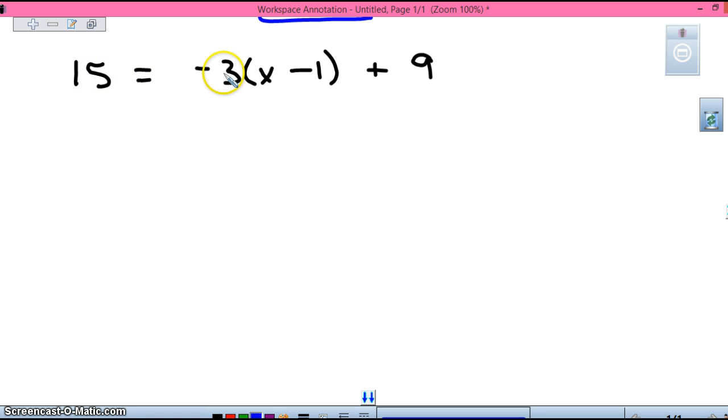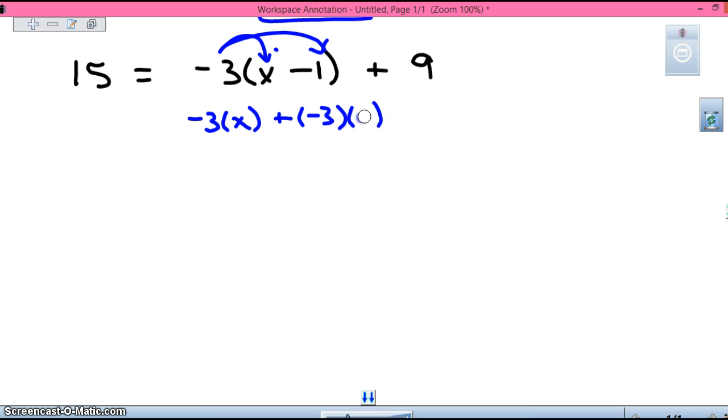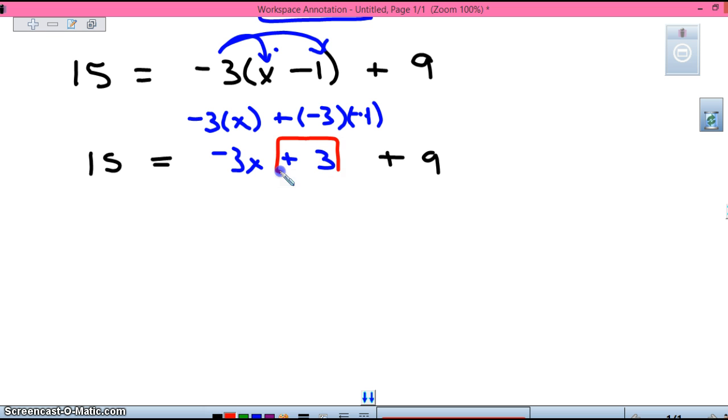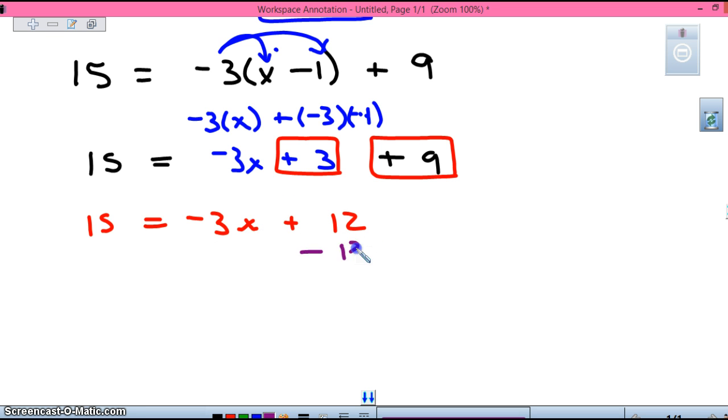If we're solving 15 equals negative 3 times x minus 1 plus 9, we have to begin by distributing negative 3. So negative 3 times x plus negative 3 times negative 1. Negative 3x plus 3 plus 9 equals 15. What are the like terms? 3 and 9. So 15 equals negative 3x plus 12. Subtract 12 to both sides.